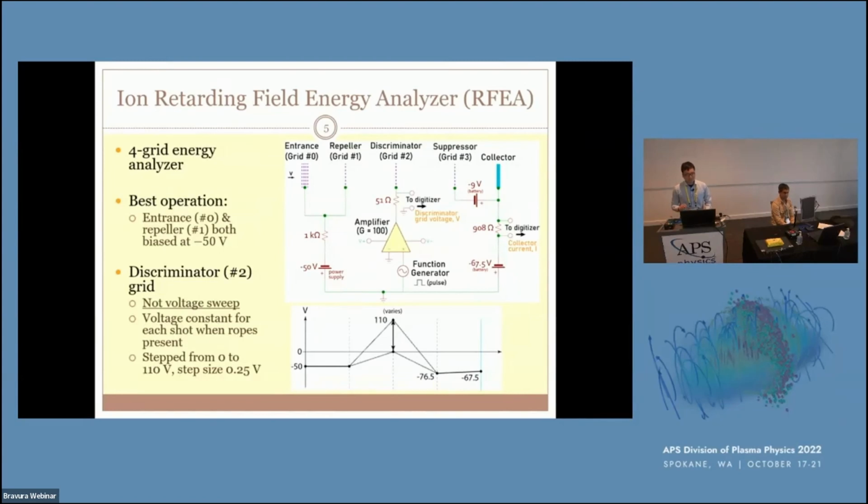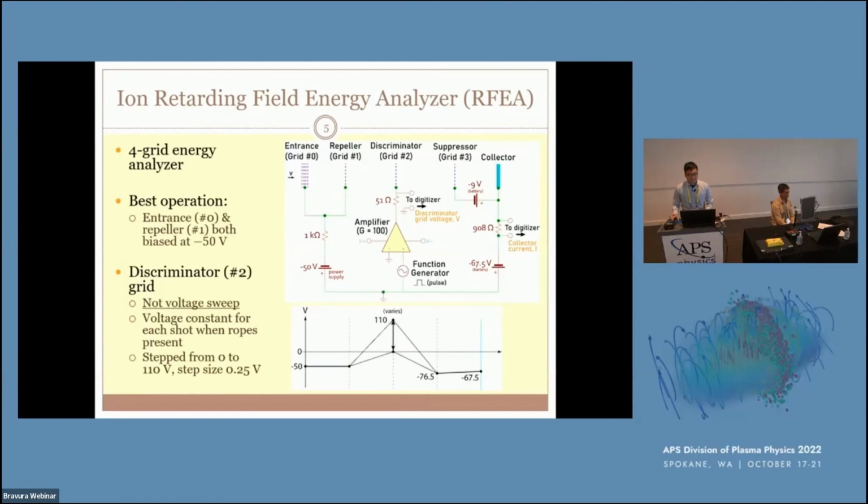The bias on the discriminator grid selects the ions that are able to pass through the grid. So the higher the discriminator grid voltage, the fewer ions are able to pass, right? And then we have a suppressor grid that repels secondary electrons. Very energetic ions make it to the collector. Some of them are able to cause surface electrons on the collector to be knocked off just from the high amount of energy the ions have. So to prevent a false reading on the energy analyzer, we have a suppressor grid that prevents electrons from leaving the collector this way. Okay.